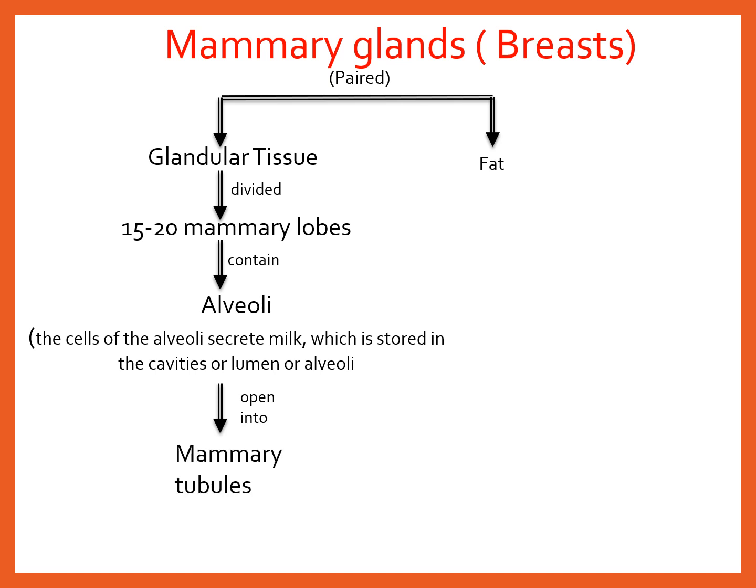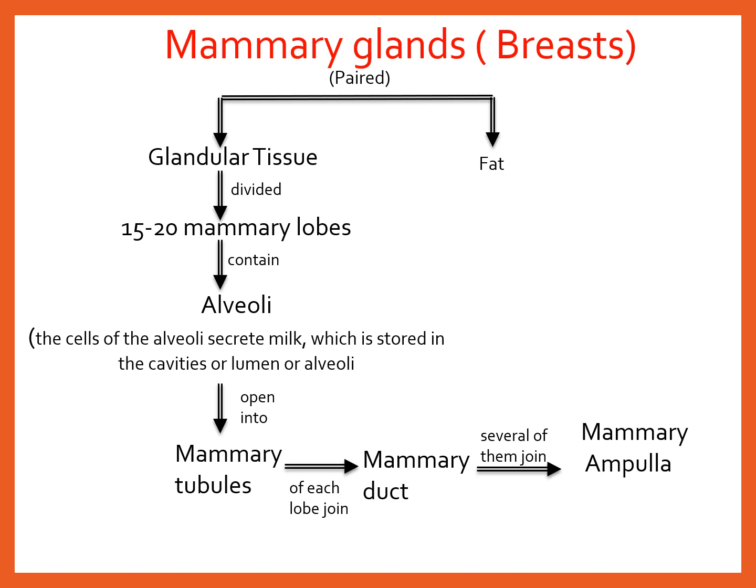These alveoli open into the mammary tubules. Mammary tubules join and form the mammary duct, and several of these mammary ducts join to form the mammary ampulla, which secretes out milk through the lactiferous duct. So this is the sequence of the structures that are present in the mammary gland.